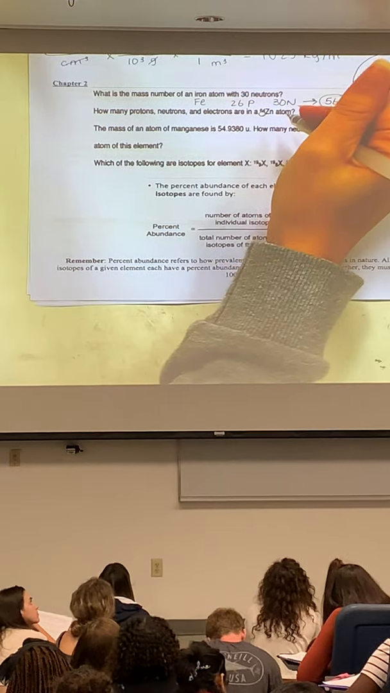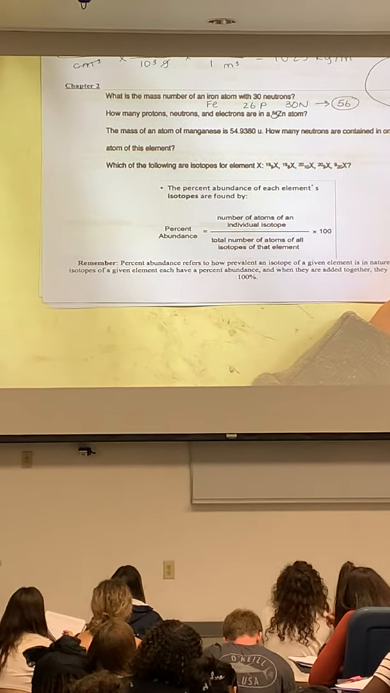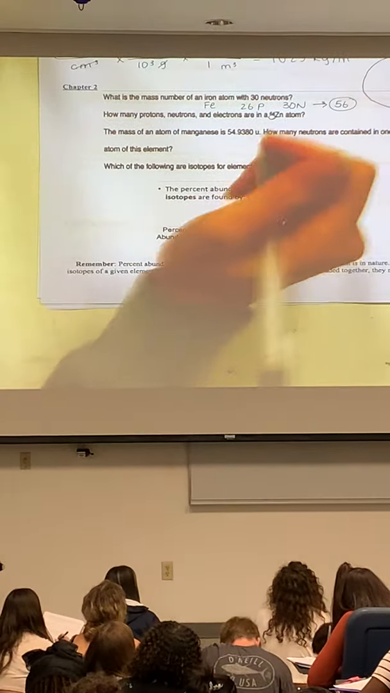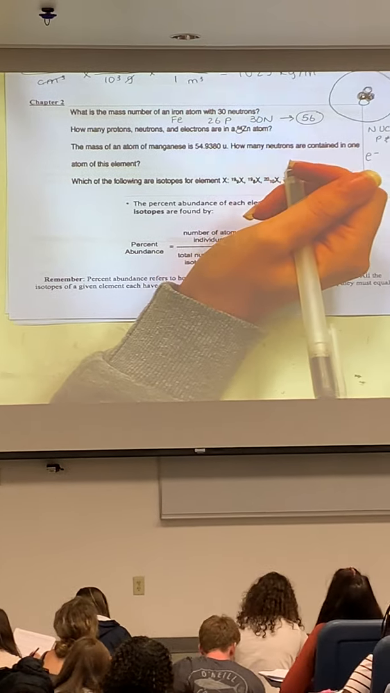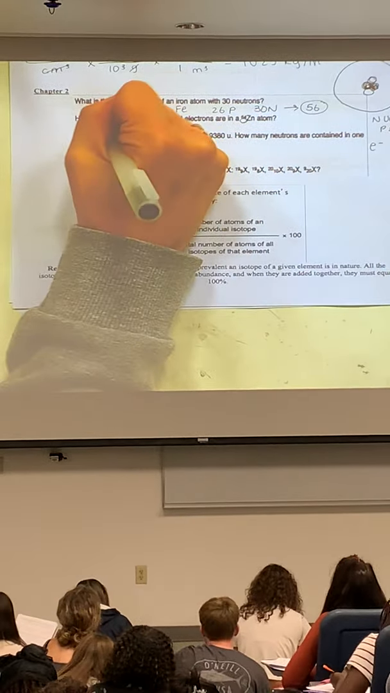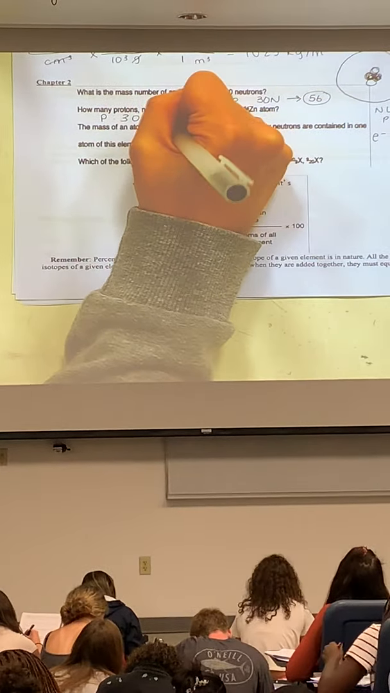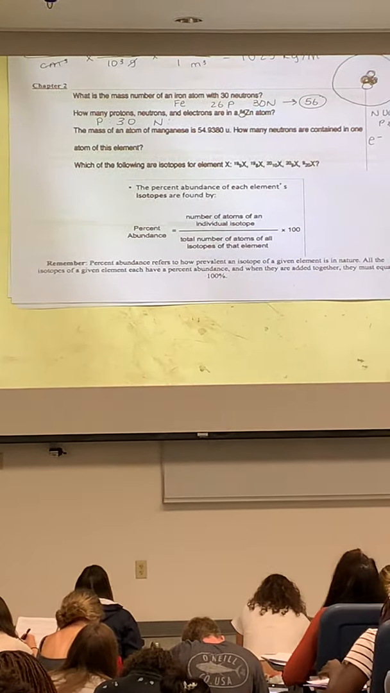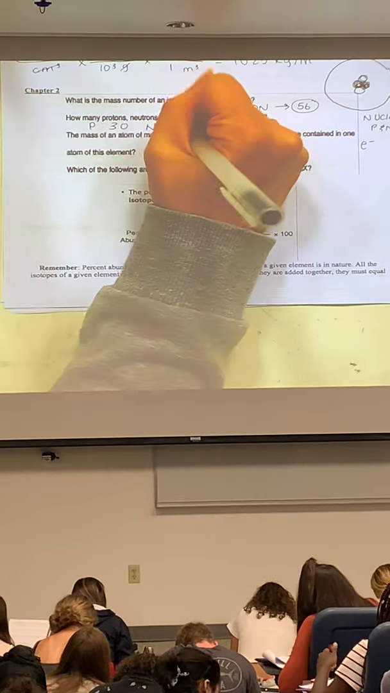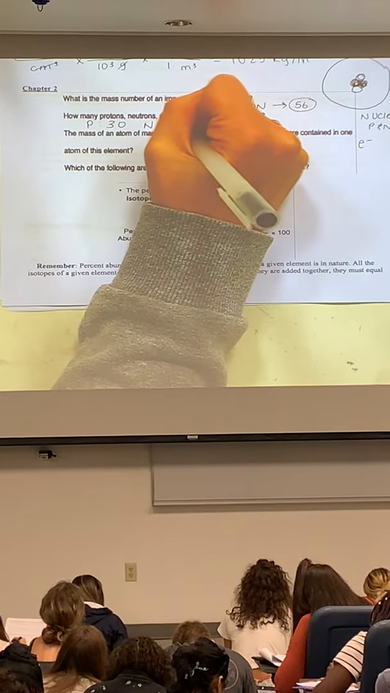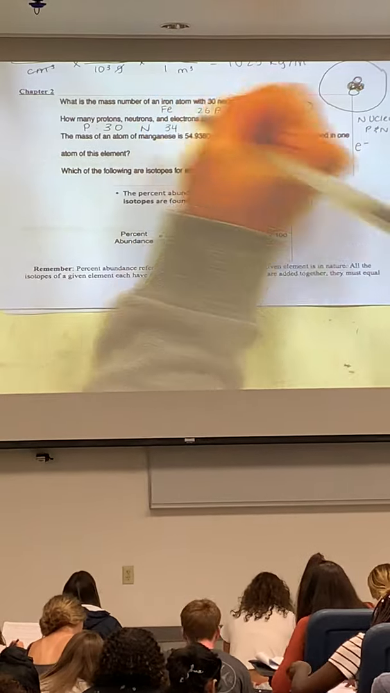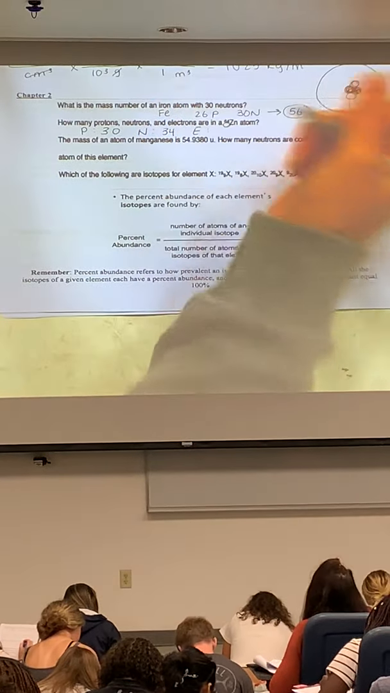So if we have a mass of 64, how are you going to find the protons, neutrons, and electrons? We'll start with the easy one. What's the protons? 30. How do you get the neutrons if you know the mass number and the protons? So how many neutrons do we have? And then how do we know how many electrons we have?